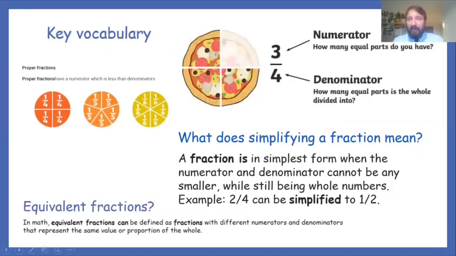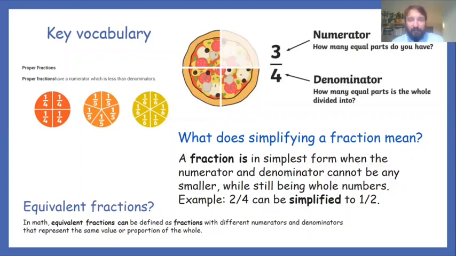Okay, as ever, I've got some key vocabulary up here, which is always really important just to revisit. We have our numerator and denominator, and I'm hoping by now that you know the denominator is how many parts the whole has been divided into. So we've got our pizza example there, and the numerator is how many equal parts we have. And we can see that we've got 3 equal parts. So we have 3/4 there.